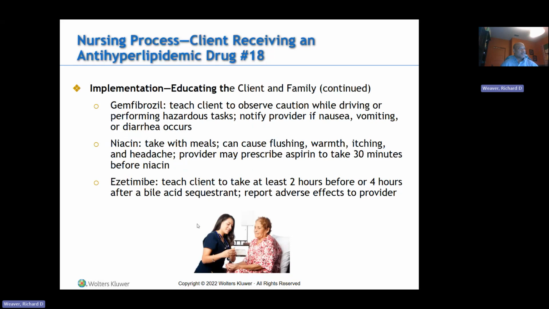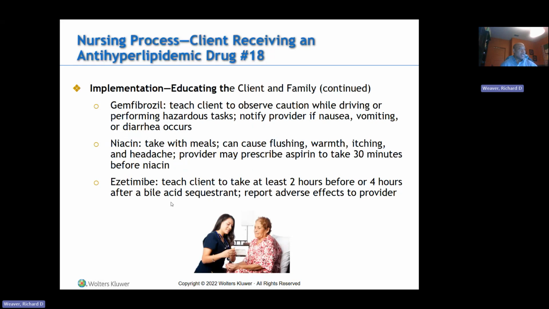Gemfibrozil: teach clients to observe caution while driving or performing hazardous tasks. Notify the physician if nausea, vomiting, or diarrhea occurs. Niacin: take with meals; it can cause flushing, warmth, itching, or headache. The provider may prescribe aspirin to take 30 minutes before niacin, and this can hopefully minimize some of those side effects or adverse effects.